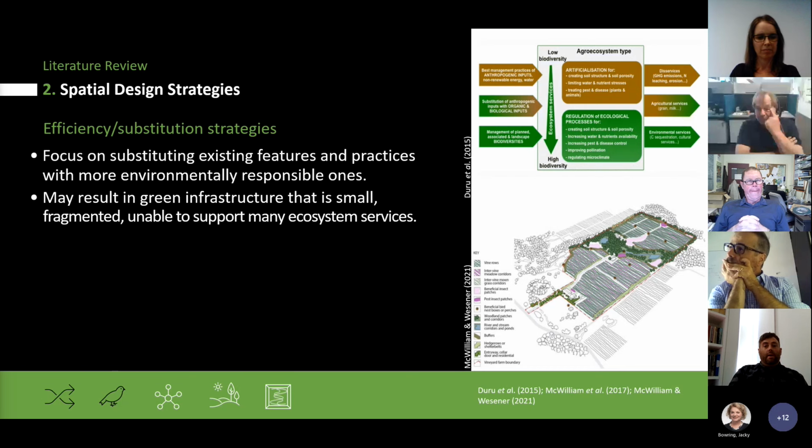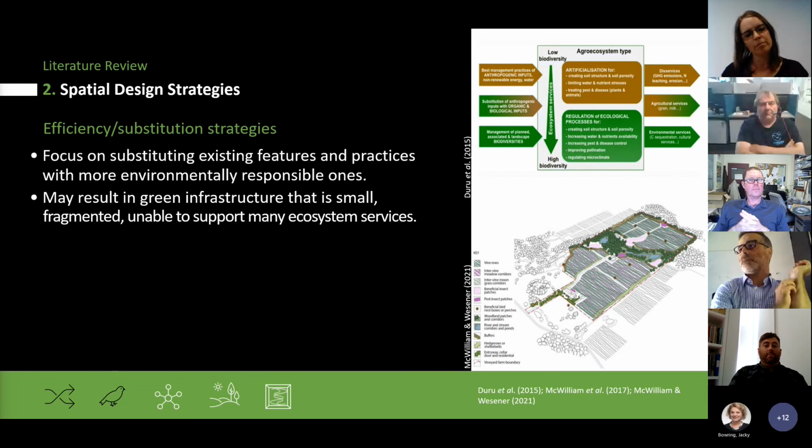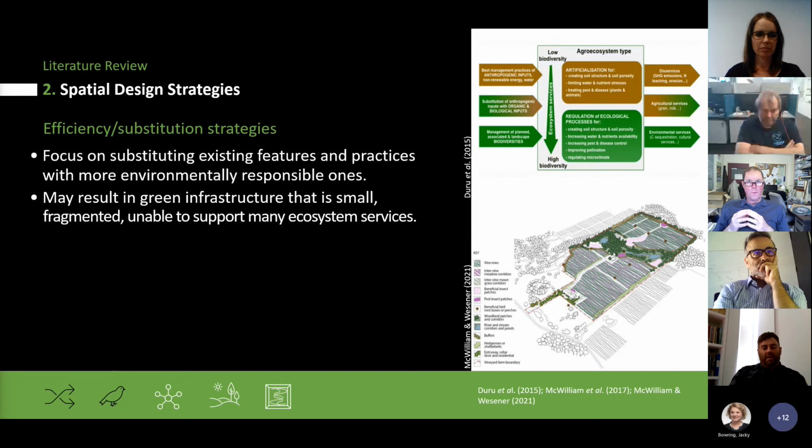However, this may result in green infrastructure, so trees, etc., that's small, fragmented, and unable to support many ecosystem services. You can see many paddocks. This is a sort of status quo, as you like, slow, steady, slight changes as we go.